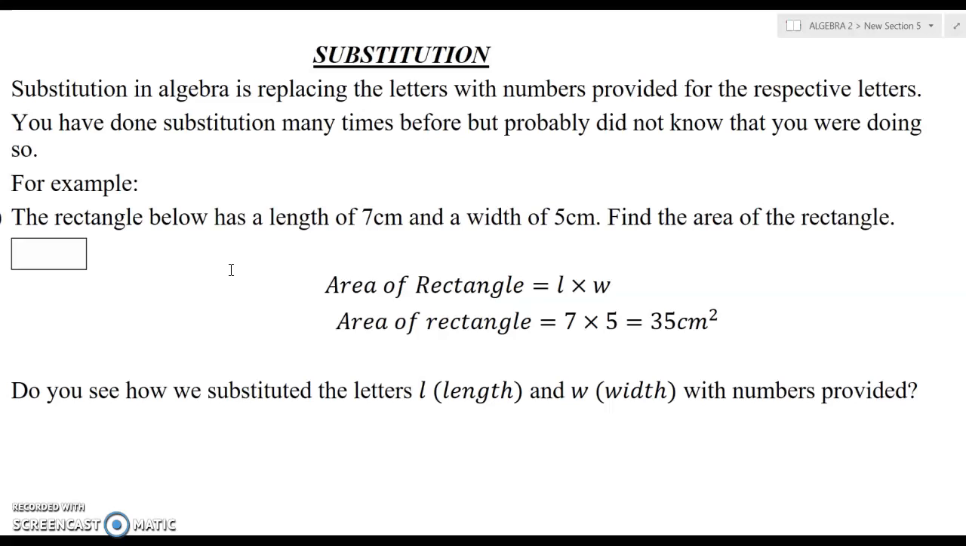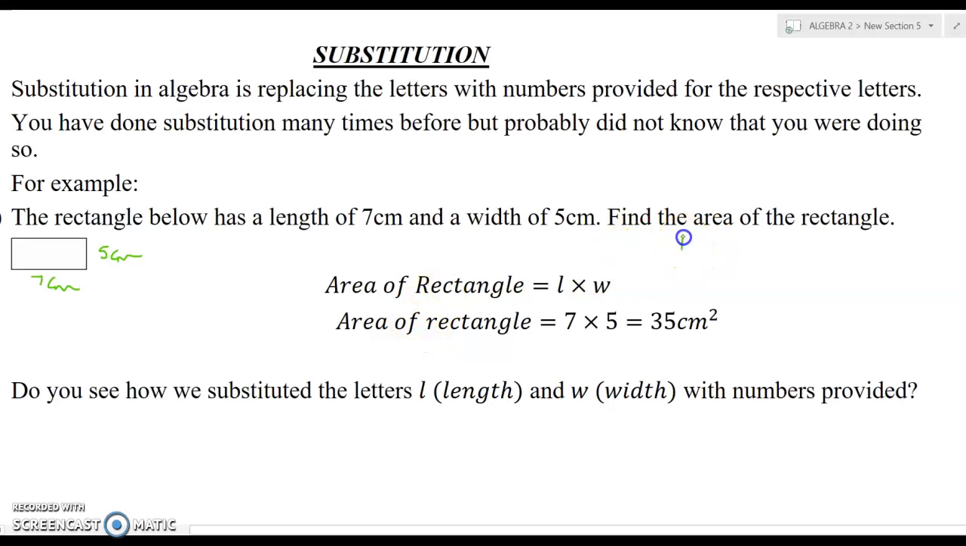And the thing is that you've been doing substitution so many times before that you really probably didn't know that the name was substitution. So let's look at this example here. The rectangle below has a length of 7 cm, so let's put in the length 7 cm and a width of 5 cm. Find the area of the rectangle. Did I say triangle first? It's rectangle. Sorry about that.